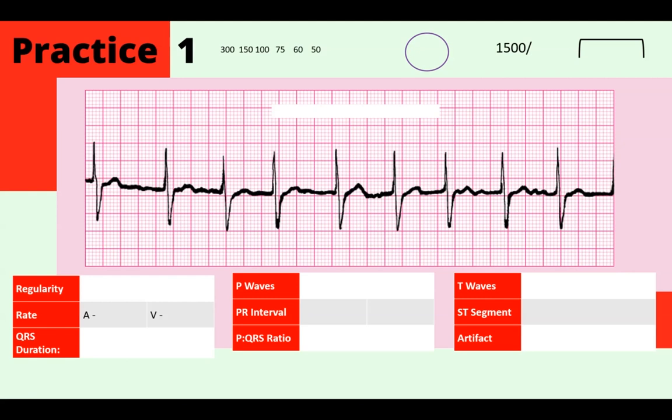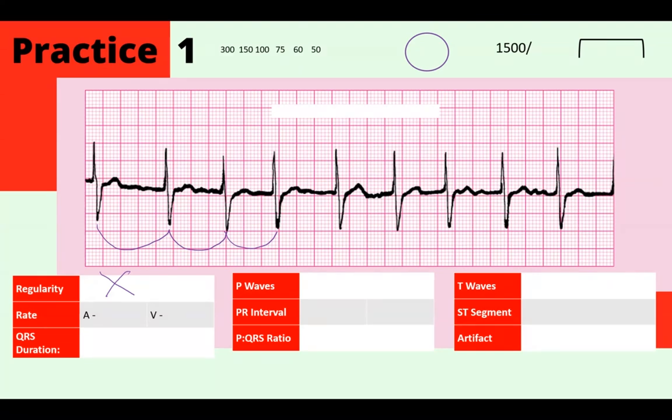Okay, so if we start off looking at our regularity, is it regular? If I look at my R to R interval here to here and then here to here, just visually right away, I can tell that this is not regular. So this is irregular, so this is something I'm going to make note of. This is irregular. I already don't like it.